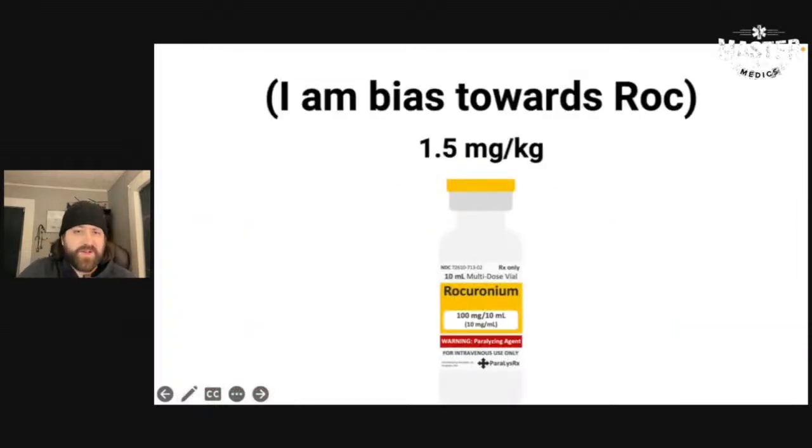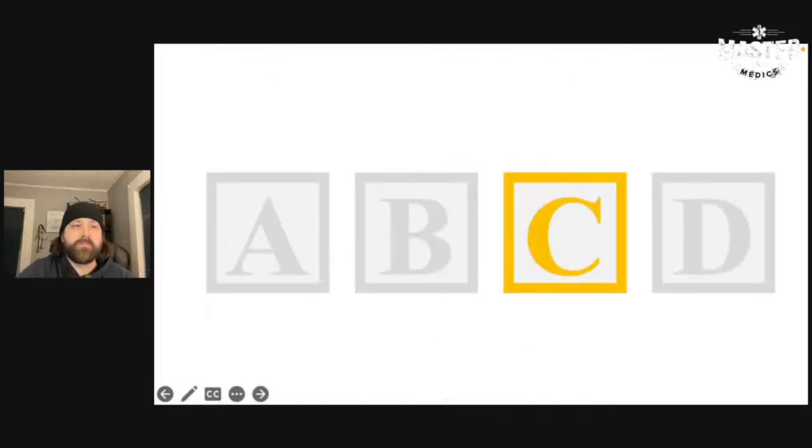When it comes to a paralytic choice, I like rocuronium. I'm kind of biased towards it. I always choose rocuronium, and the dose I use is usually 1.5 milligrams per kilogram. Obviously, follow your local protocols. If you use a different dose, that's fine. But here, arguments can be made that in shock patients, you should actually go up on your paralytic dose. So that's something to consider too.